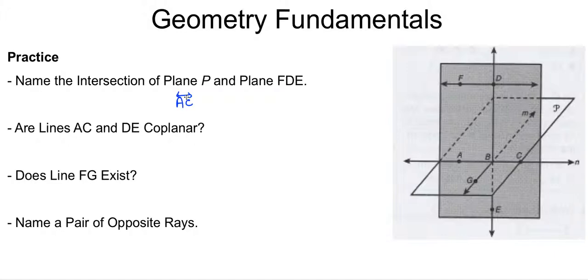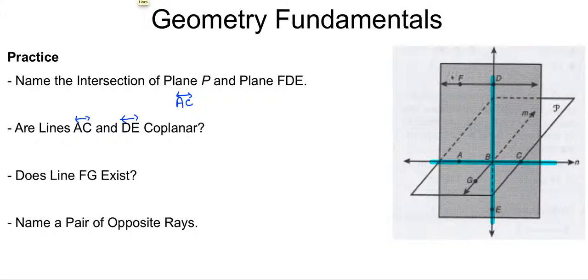Are lines AC and DE coplanar? All right, so these are going to be lines, so we'll put the little line symbol over them. And I want to know, are they coplanar? Well, here's AC and here's DE. And the answer is yes. Intersecting lines are always going to be coplanar. In fact, I can see that they both are contained by that shaded plane. Remember the shaded plane, even though it looks like it has edges, planes don't really have edges. They extend forever.